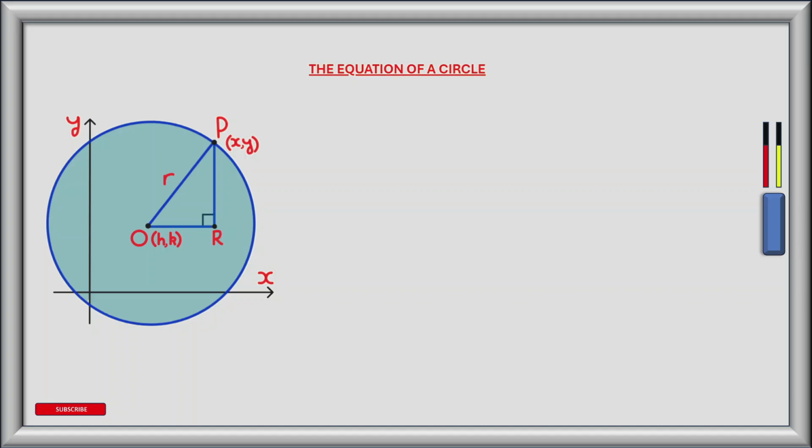When we use Pythagoras' theorem, it states that the square on the hypotenuse is equal to the sum of the squares of the other two sides. And so OP squared is equal to OR squared plus PR squared. We know the length of OP as it's equal to r, the radius. The length of OR is the difference between the x coordinates, so x minus h. And the length of PR is the difference between y coordinates, so that's y minus k.